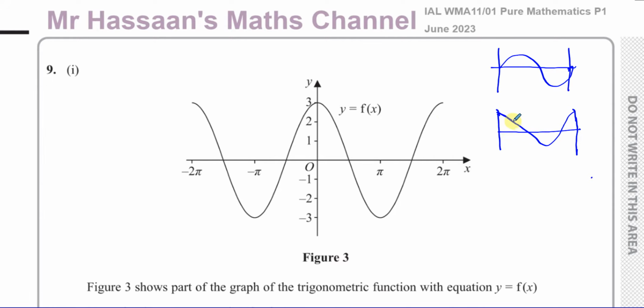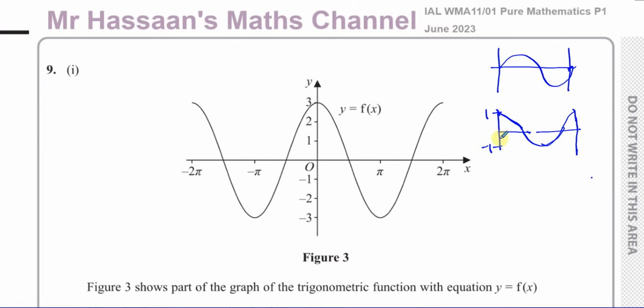The cosine curve has its maximum at 1 and its minimum at -1. In this case, the maximum is 3 and the minimum is -3. The cosine curve, y equals cosine x, hits the x-axis at pi over 2 and 3 pi over 2, and this graph hits in the same two places, halfway between 0 and pi, and halfway between pi and 2 pi. So in terms of the x coordinates, everything's the same.